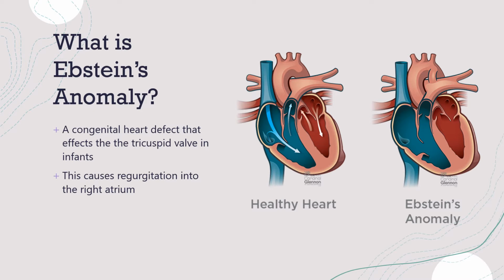This anomaly was described by Wilhelm Ebstein in 1866, and he first diagnosed this in a 19-year-old male with signs and symptoms of CHF. It accounts for less than 1% of birth defects in infants, and it is very rare, with only 1 in every 200,000 babies born having Ebstein's Anomaly.